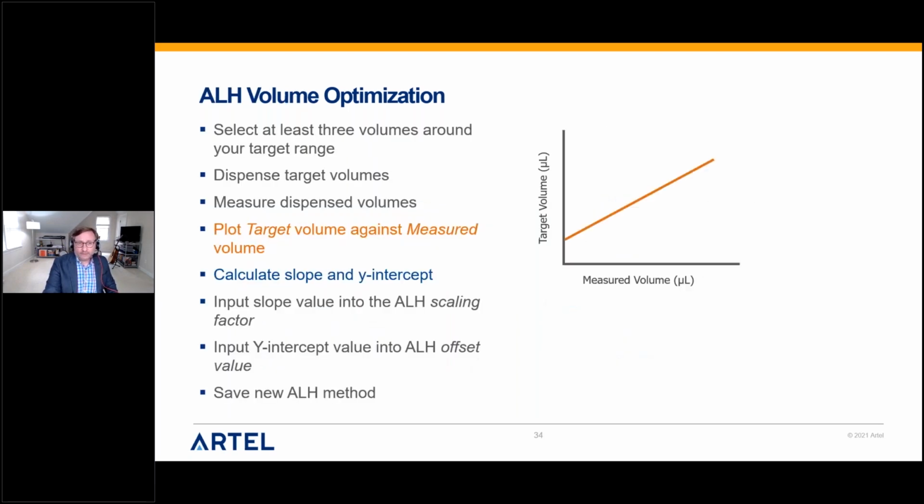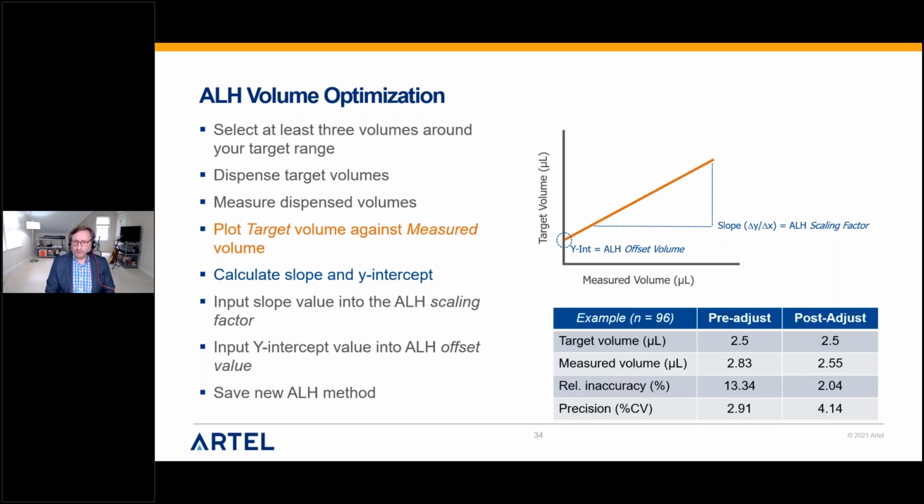How do you do that? It's basically you select 3 volumes and you plot target volume versus measured volume. And most automated liquid handlers will have some sort of, if it's a linear calibration, they'll have a scaling factor or something similar to that, which is the slope, and then the offset volume, which is typically the y-intercept. You plug that into the appropriate spots, and bada bing, bada boom, you got this. If you look at the measured volume, it drops down. We've improved our relative inaccuracy, and you might go on and tweak a little bit, but it's pretty straightforward in most liquid handlers to do this.